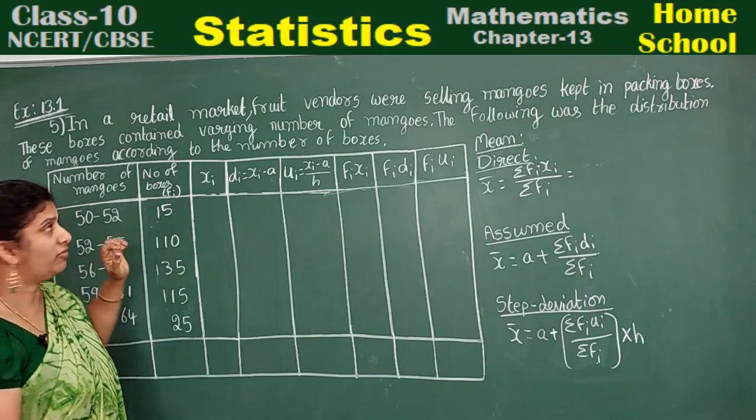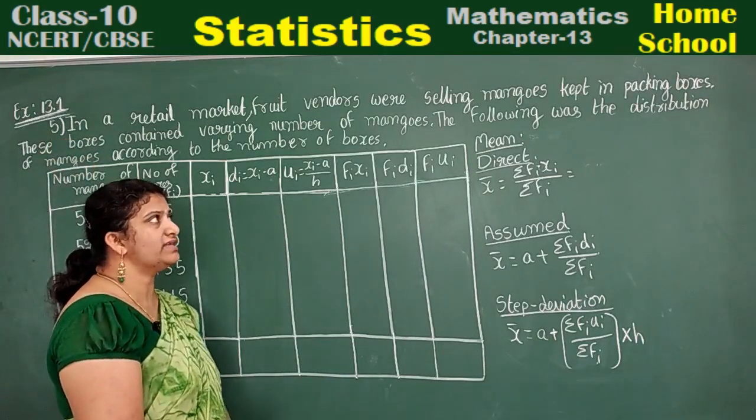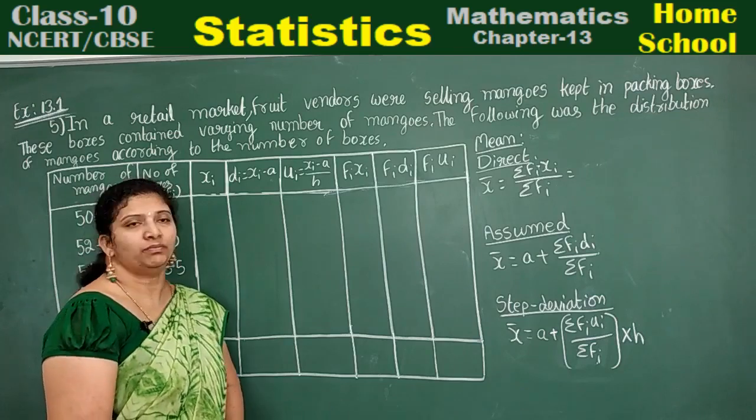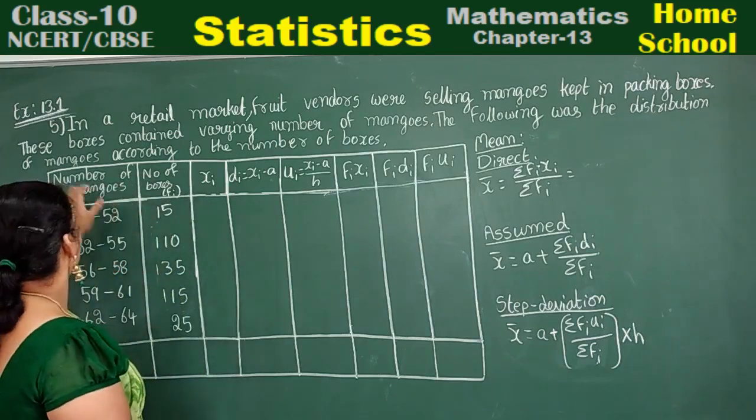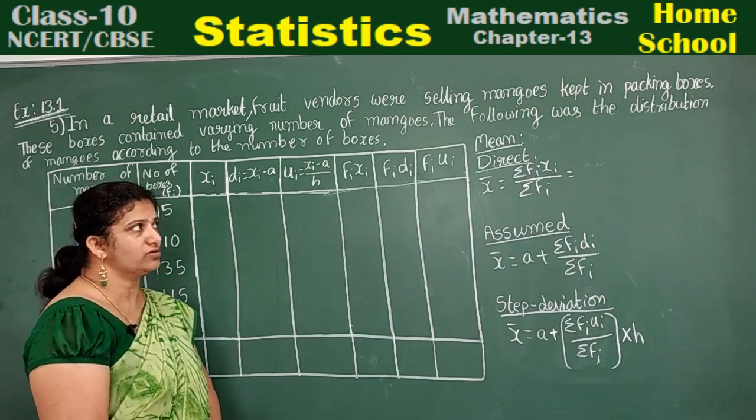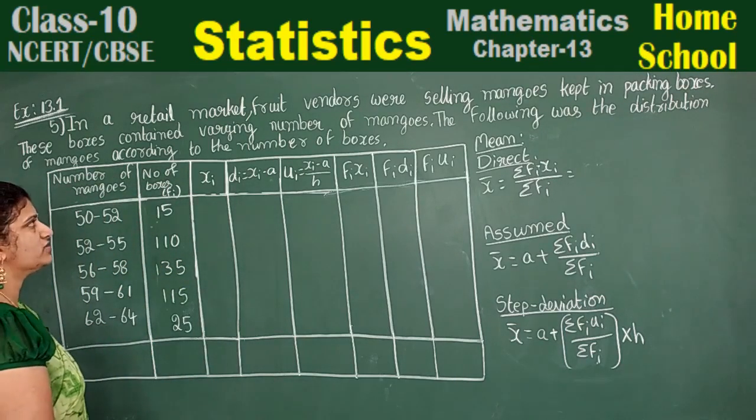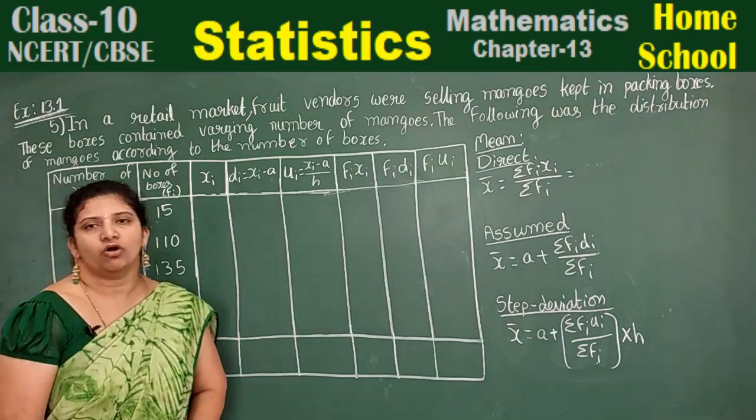Let's see the fifth problem. In a retail market, fruit vendors were selling mangoes kept in packing boxes. These boxes contained varying numbers of mangoes. The following was the distribution of mangoes according to the number of boxes.